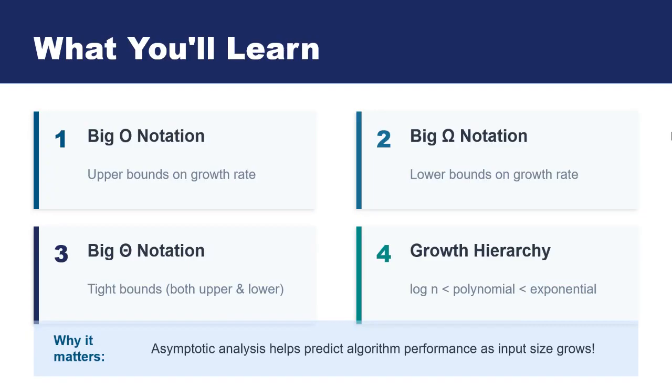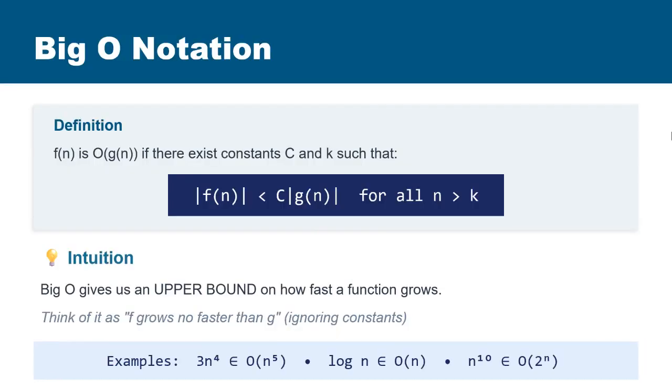So as a basic growth hierarchy, we start with log, polynomial, and exponential growth, in that order of growth hierarchy. Big O. So if f of n is big O of g of n, there exist constants c and k such that f of n is less than c g of n for all n greater than k. So big O gives us an upper bound of how a function grows.